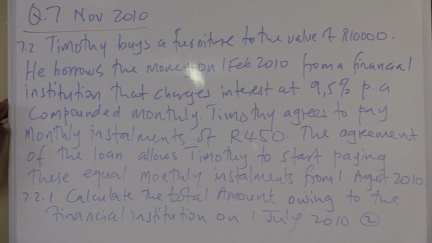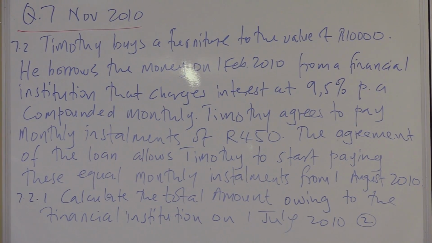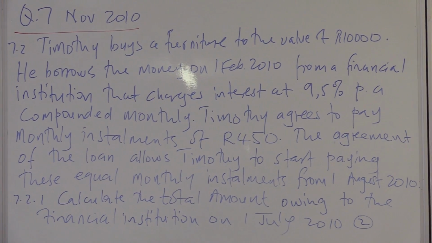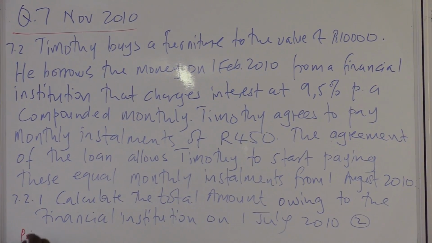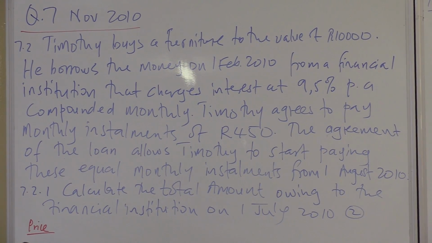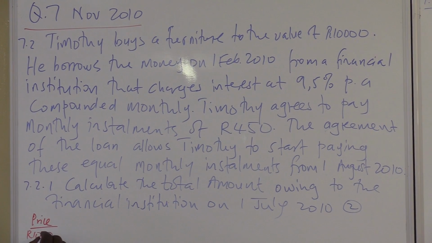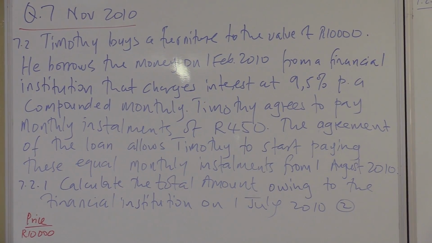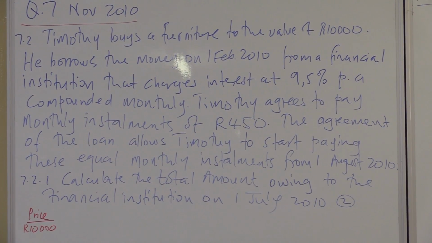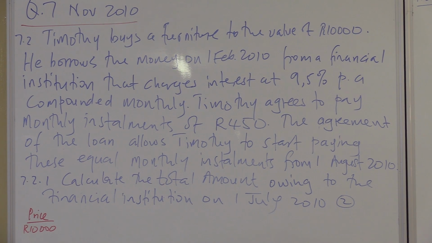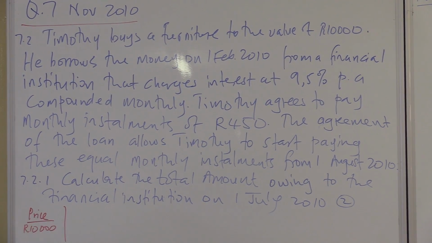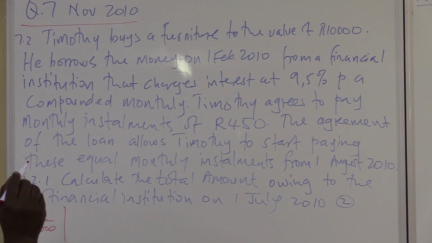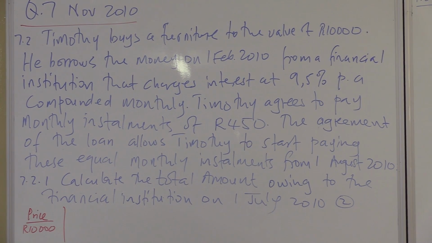Timothy buys a furniture to the value of 10,000. I don't know what that is, but I know it's the price of the furniture. There is a price there of how much? It's 10,000. He borrows the money on 1 February. When you borrow the money, it's a loan. So I know that, thinking of PV now, that's the price there. He borrows the money on 1 February 2010.